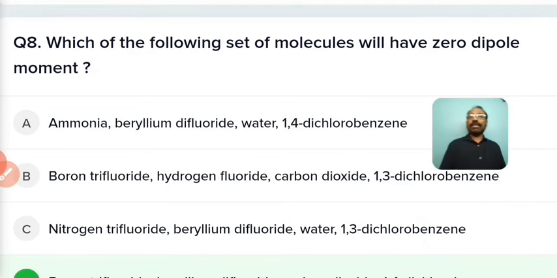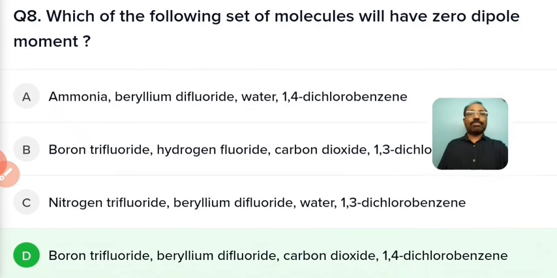Next, you observe the question number 8. Which of the following set of molecules will have zero dipole moment? If a molecule shows zero dipole moment, that means the molecule should be symmetric. If it is unsymmetric, it shows some dipole moment. So first you have to observe in the given combination which is a symmetric molecule and which is an unsymmetric molecule. If it is an unsymmetrical molecule, that shows the dipole moment. If it is a symmetric molecule, that does not show the dipole moment.